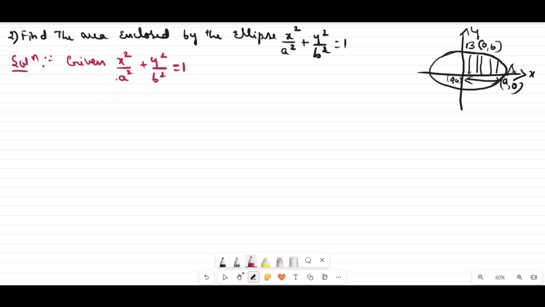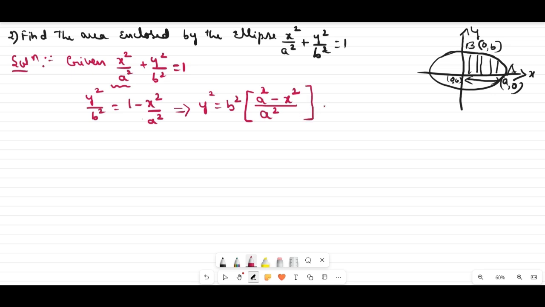So how to find out the y? Take this x square by a square to the right hand side. Then it becomes y square by b square is equal to 1 minus x square by a square. See, we want only the y square value, so shift this denominator term to the right hand side. Then y square is equal to b square into, for these two terms I will take the LCM. The LCM is a square. So it becomes a square minus x square. I will take a square outside. So then y square is equal to b square by a square into a square minus x square. So this is actually the y square value.